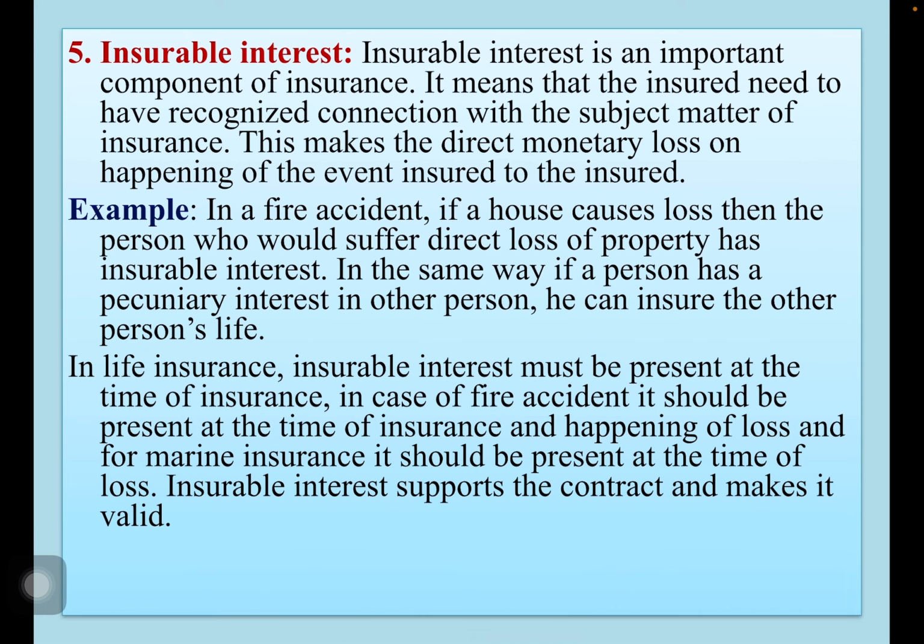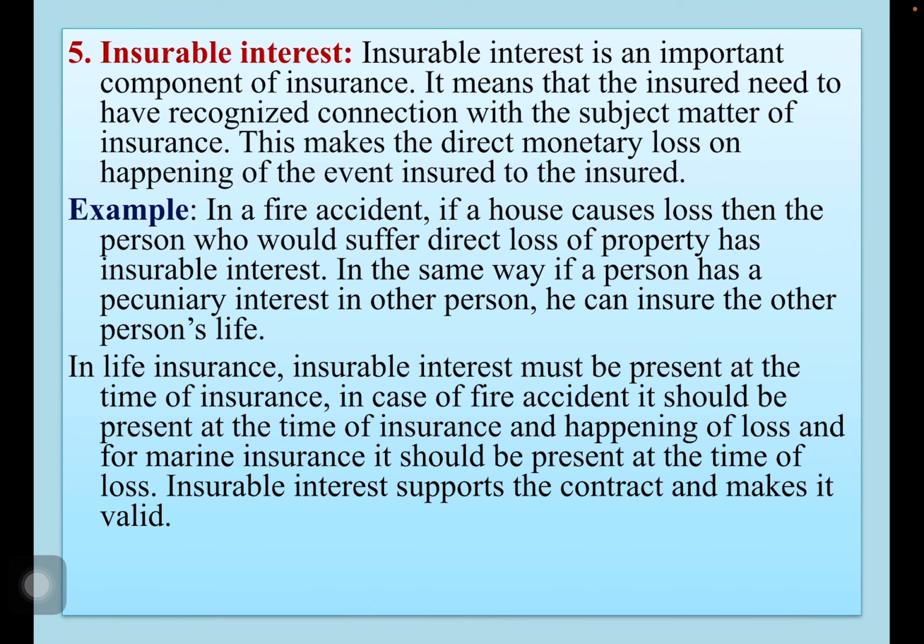Then insurable interest. Insurable interest is an important component of insurance. It means that the insured needs to have a recognized connection with the subject matter of the insurance. This makes the direct monetary loss on happening of an event insured to the insured, that is to the client. Example, in a fire accident, if a house causes loss, then the person who would suffer direct loss of property has insurable interest.